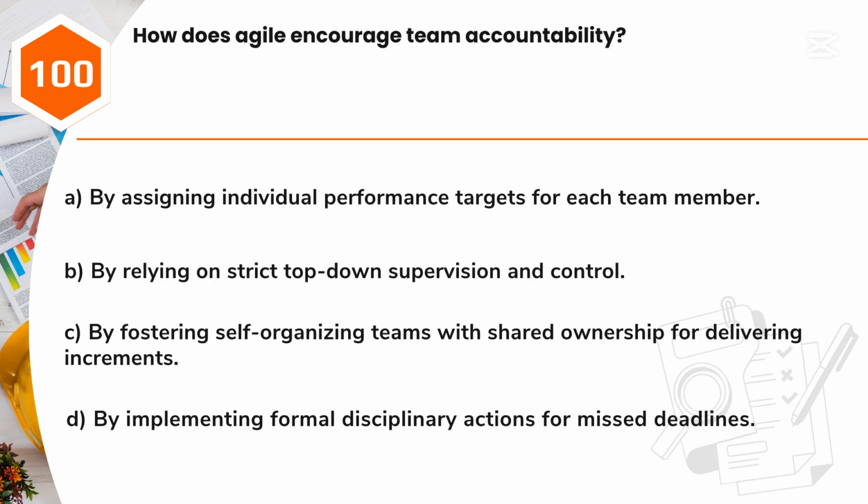Question 100. How does Agile encourage team accountability? A. By assigning individual performance targets for each team member. B. By relying on strict top-down supervision and control. C. By fostering self-organizing teams with shared ownership for delivering increments. D. By implementing formal disciplinary actions for missed deadlines.